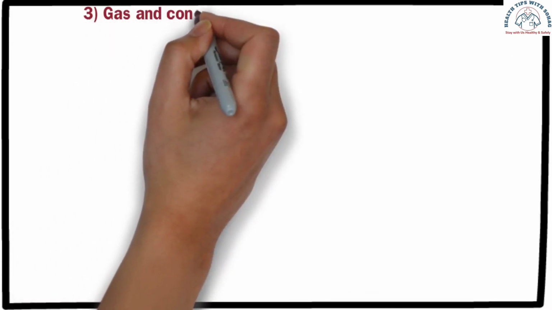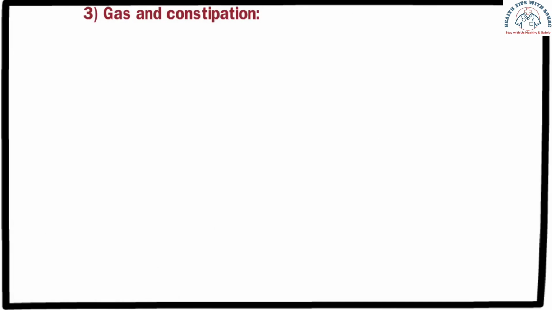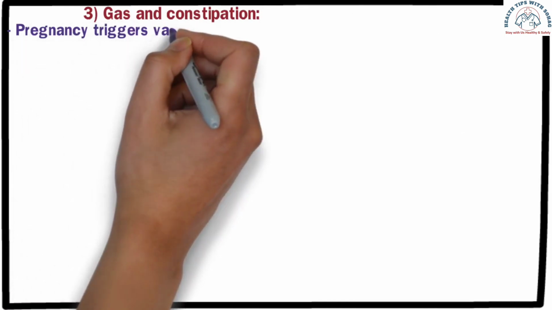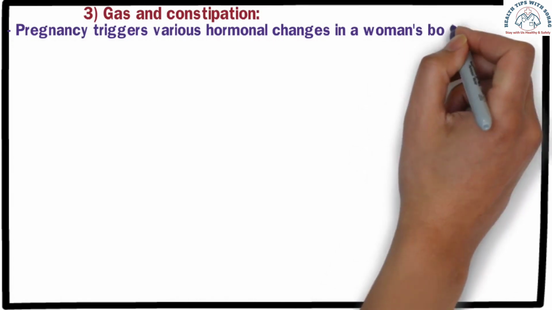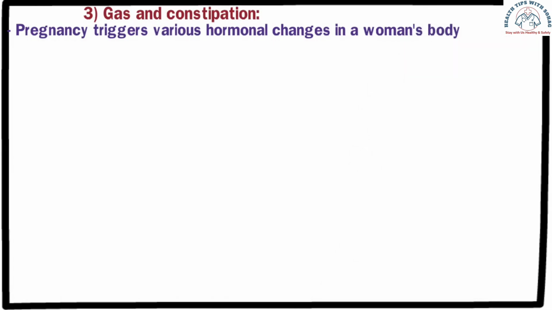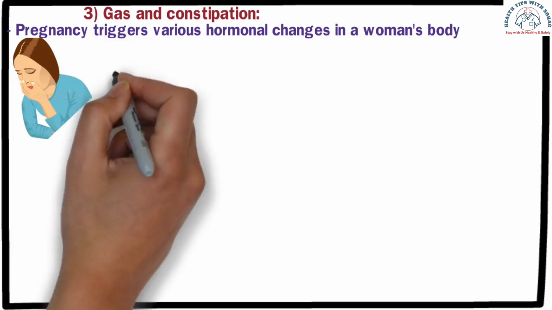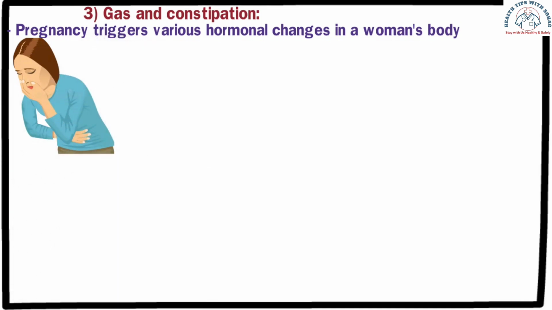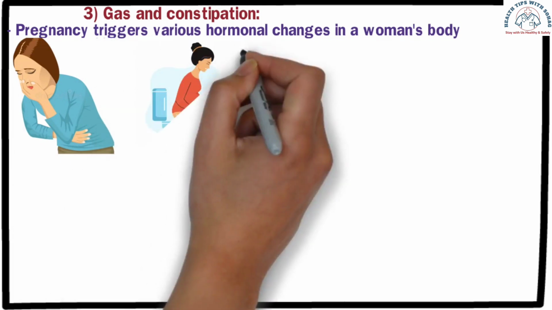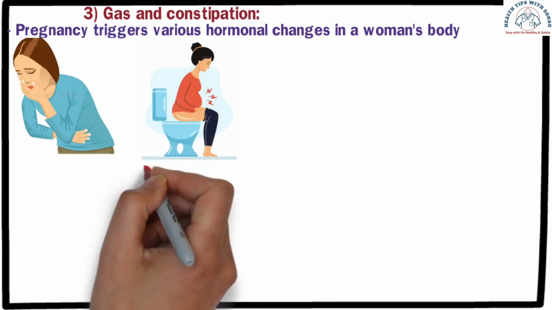Number 3. Gas and constipation. Pregnancy triggers various hormonal changes in a woman's body, including an increase in progesterone. These hormones can lead to problems such as gas, digestive problems, and bloating. Consequently, abdominal pain or discomfort may occur. Additionally, hormonal changes can sometimes result in constipation.